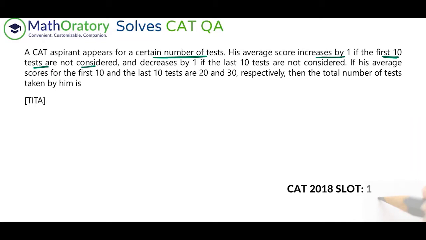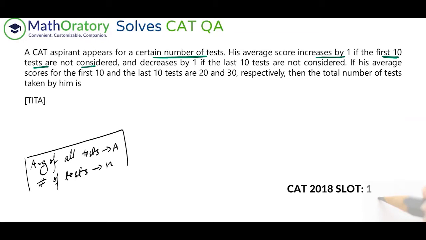Let's say the average of all the tests is A. So let me write it here. Average of all tests is A. And also, we don't know the number of tests, right? Total number of tests, that is a certain number of tests, it says. So let's say the number of tests we took is n. So we're going to use these two variables, but not for calculation, just for representation purposes. And then we'll try to evaluate. If not possible, then we'll get into the variable solving.